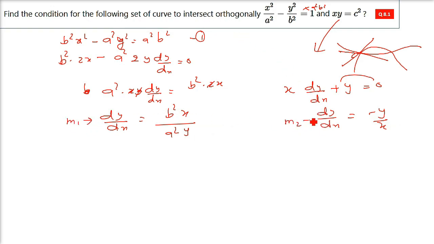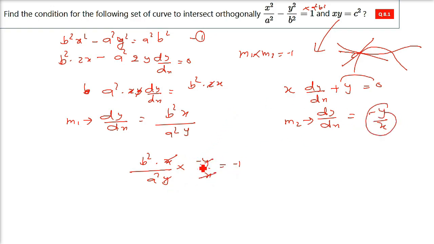Now the whole idea is that m1 into m2 should be equal to minus 1 if two curves or two lines are orthogonal. So b square x by a square y is equal to minus 1 into this m1 m2, minus 1. So I have placed m1 in, as we have found out, x gets cancelled, y gets cancelled, negative also gets cancelled.